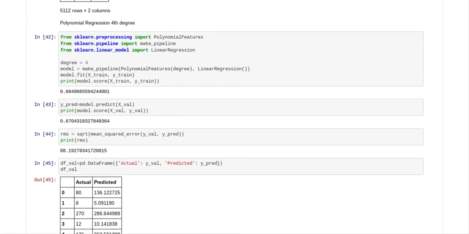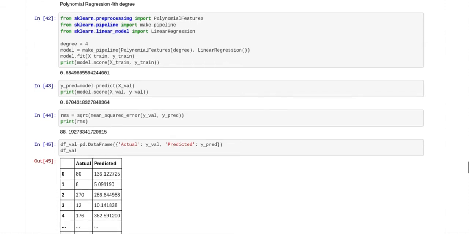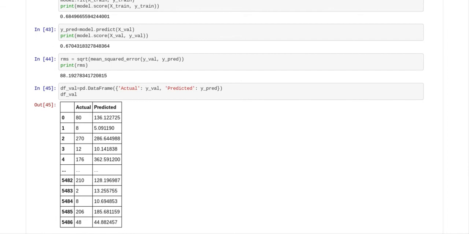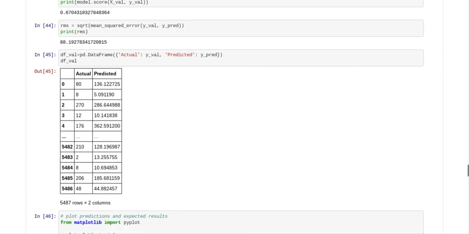Then we put it on polynomial regression. Polynomial regression 4th degree, we had a 68.5% accuracy on X train, Y train, and we had a 67.04% accuracy when we predicted on X val. When we put it on RMS, we had an 88, which was an increase from our 36. And then we made a data frame so you can look at the actual values against the predicted values.